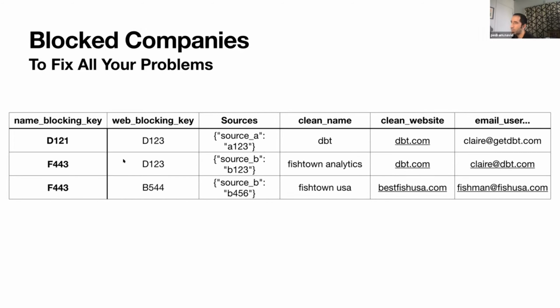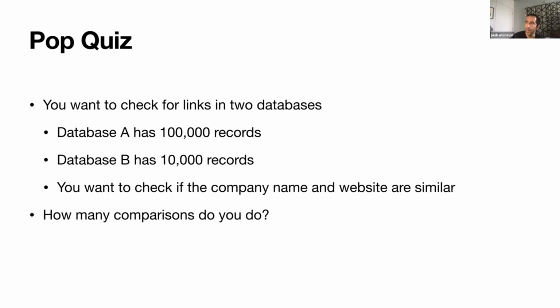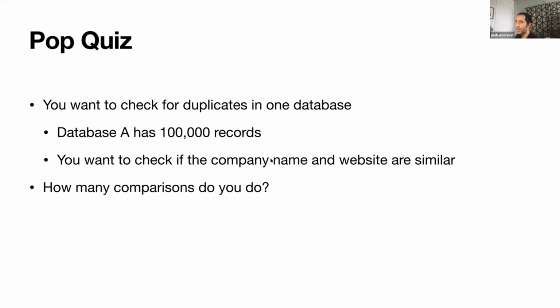And why would we want to do that? I'm glad you asked. Let me do a pop quiz. You have two databases, one with 100,000 records and one with 10,000 records, and you want to check if the company name and website are similar. How many comparisons do you end up doing? I'll wait for you to Google algorithms, but if you forget, don't worry, I have answers for you. Same question, well, kind of the same question, but you're just checking for duplicates within one database of 100,000 records. And all you want to do is check to see if the company name and website are similar, two comparisons. How many comparisons do you do?